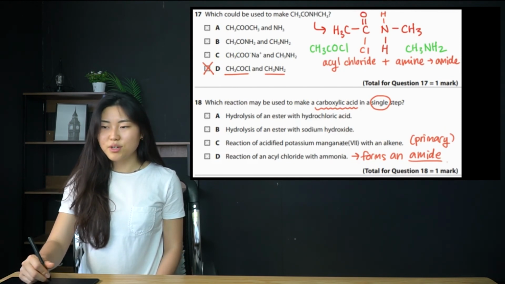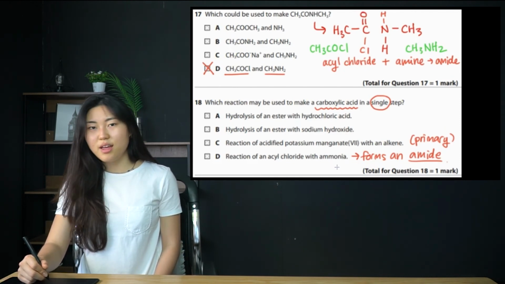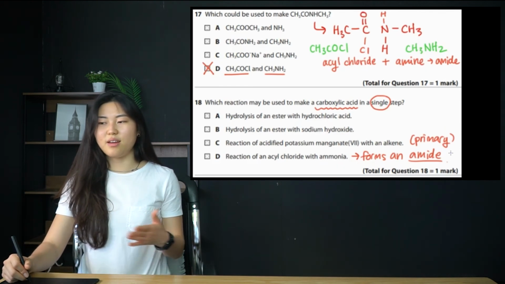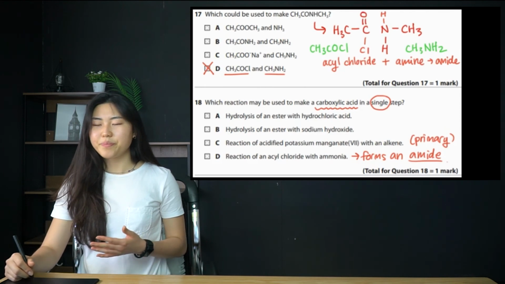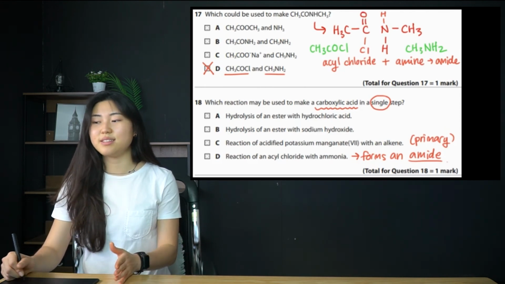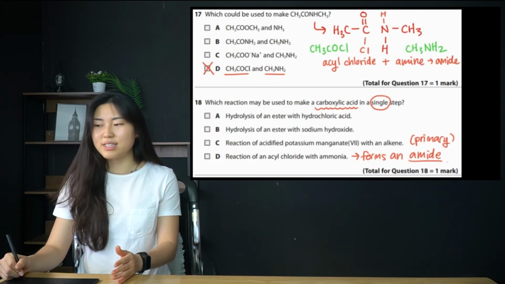And this over here is ammonia, which is just NH3. Therefore, you're just going to get a primary amide. Over here, you have a secondary amide. But yeah, so D is incorrect. You're not going to get a carboxylic acid.